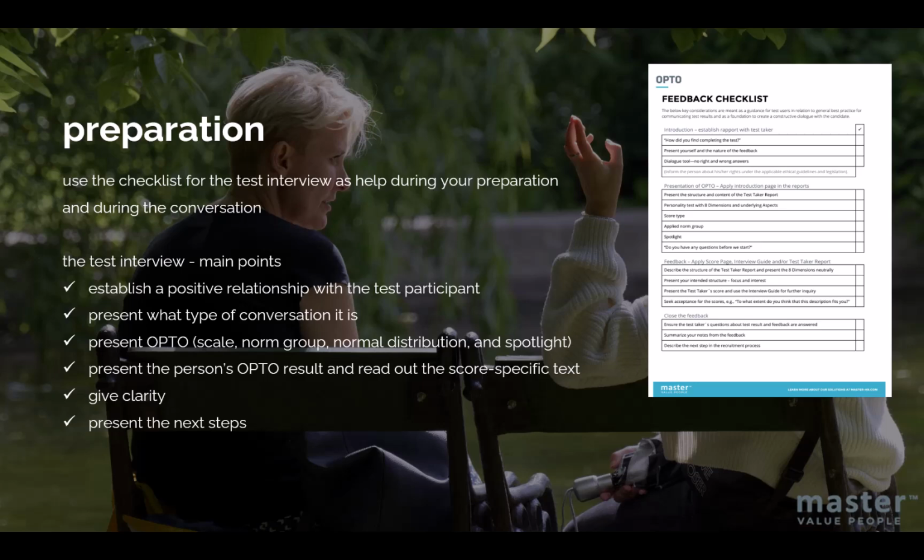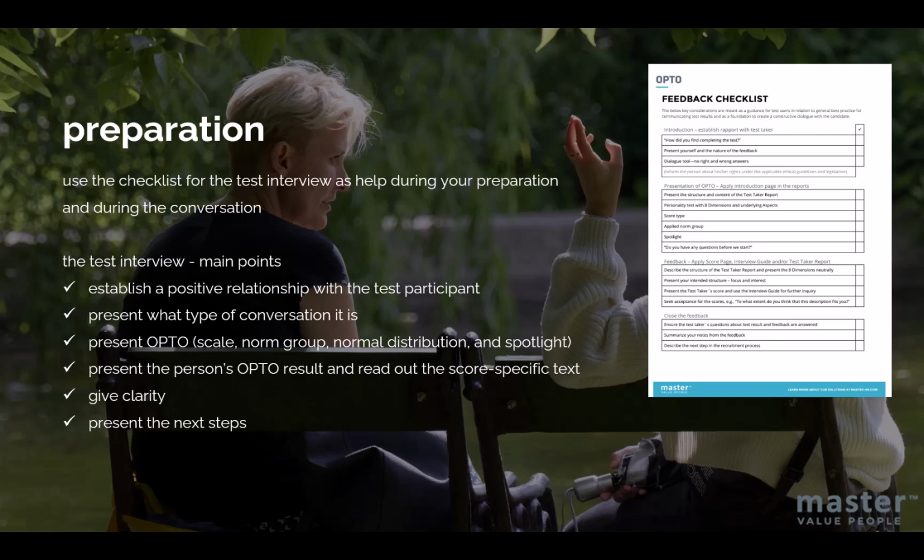Before delving into the results, there are some crucial preparations to make. The first and perhaps most important is to establish a good relationship with the test taker. It's easy to enter the conversation with too much authority, which could increase the anxiety of an already nervous candidate. Begin by clearly explaining the type of dialogue you're aiming for and how you plan to approach the results.